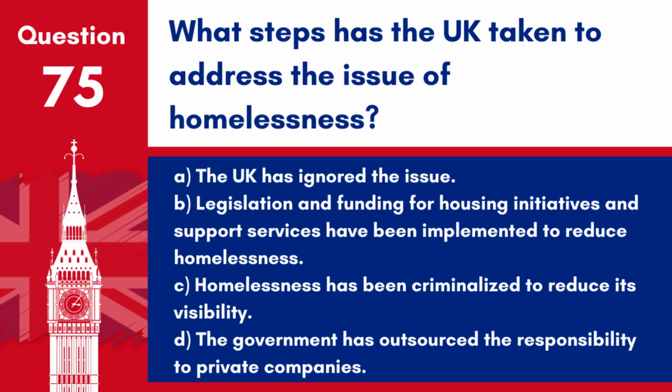Question 75. What steps has the UK taken to address the issue of homelessness? A. The UK has ignored the issue. B. Legislation and funding for housing initiatives and support services have been implemented to reduce homelessness. C. Homelessness has been criminalized to reduce its visibility. D. The government has outsourced the responsibility to private companies.